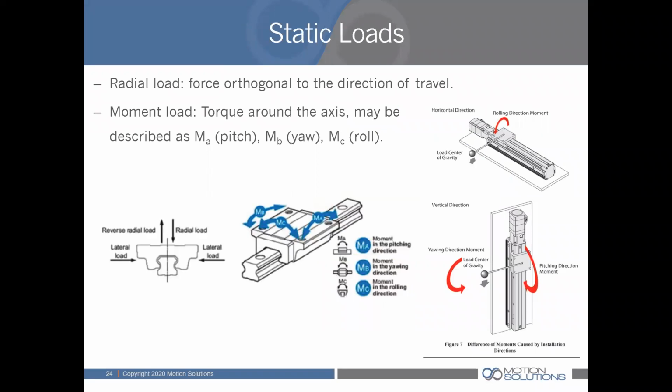So just to review, for static loads, you might have straight radial or reverse radial loads on the linear guide, or you might also have moment loads. Just some diagrams on the right. On the upper one, we're showing an offset load that will result in a rolling moment on the bearing. And on the lower diagram, in a vertical orientation, that offset load results in a yaw moment on the bearing.